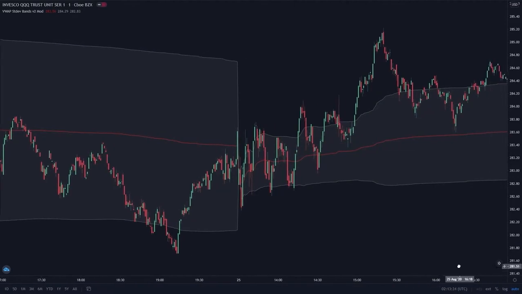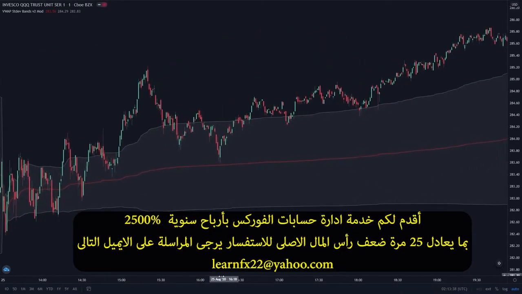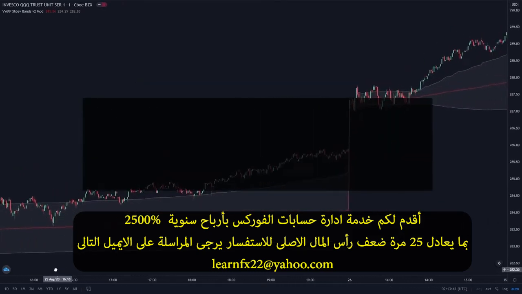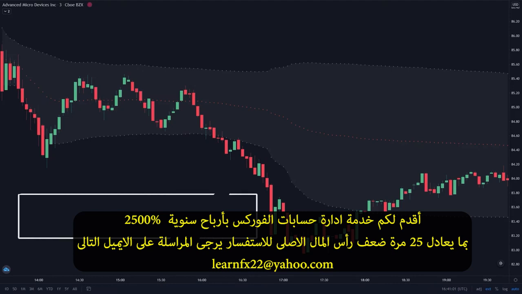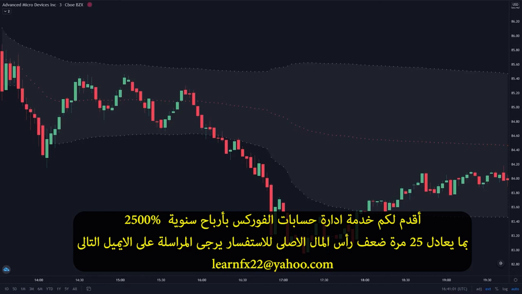The VWAP indicator is one of the best trend confirmation indicators used in trading. It stands for volume weighted price average. It gives the average price a security has traded at throughout the day. The aim of using the VWAP indicator is to ensure that the trader executing the order does so in line with the volume on the market.